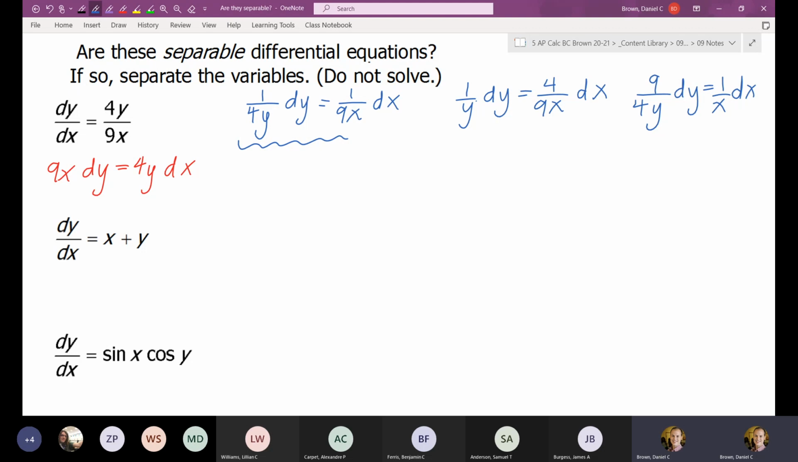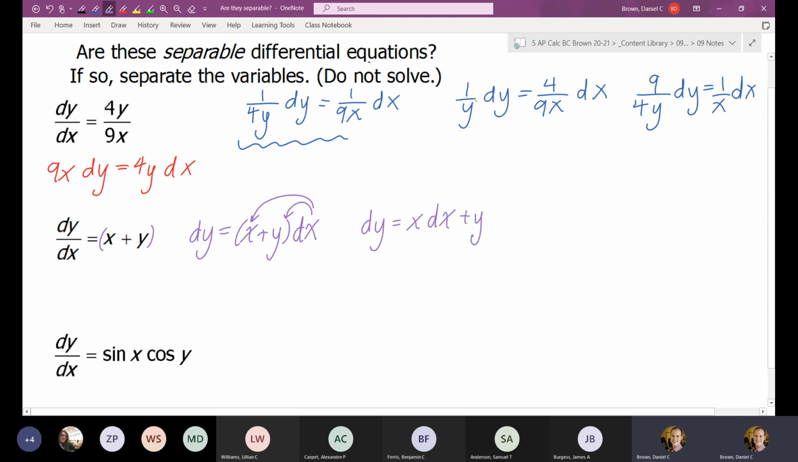That second one, separable or not separable? It's not. And again, you would want to make sure you follow the algebra. So that is x plus y. If you were to multiply both sides by dx, you would get dy is equal to this x plus y dx. Well, that dx is technically distributing to both of those. And then you just get stuck, and you can't ever get that y by itself, because you would have y is equal to x dx, which is fine. But then you have this plus y times dx, and that's the issue. This one is not separable.